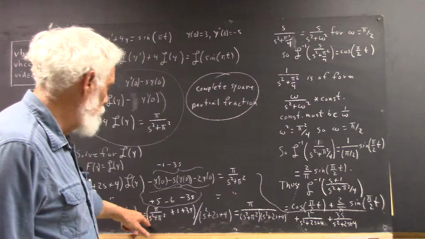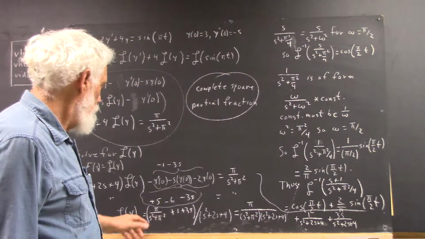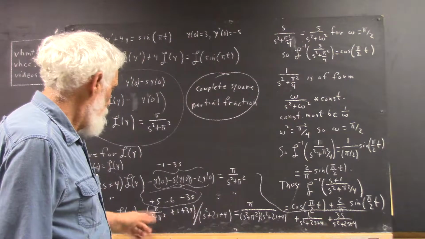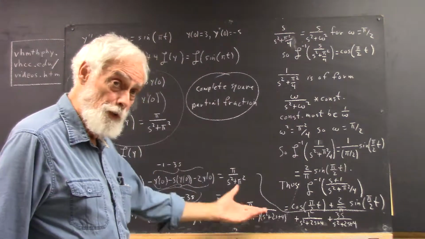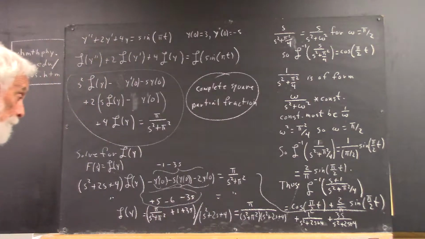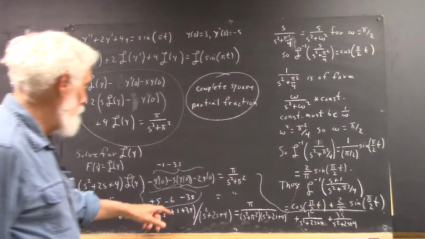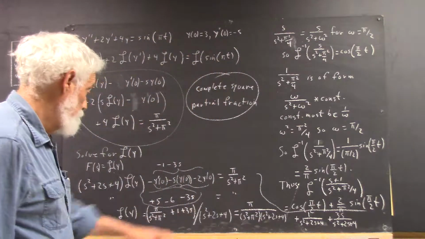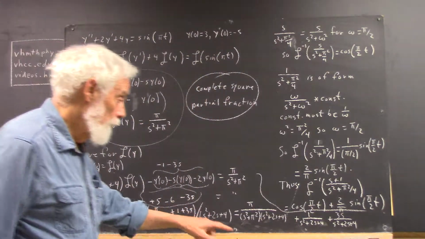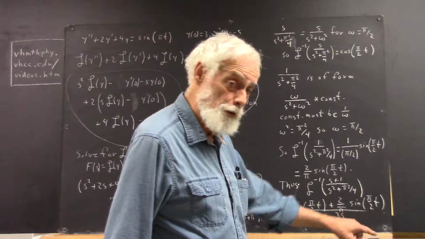So what do we have? Well, we have pi over s squared plus pi squared, and then of course we're dividing by this. That's going to give us pi over s squared plus pi squared times this thing we're dividing by, also in the denominator. Okay? And then we're going to have 1 over this, 1 over s squared plus 2s plus 4, and 3s over this, 3s over s squared plus 2s plus 4.